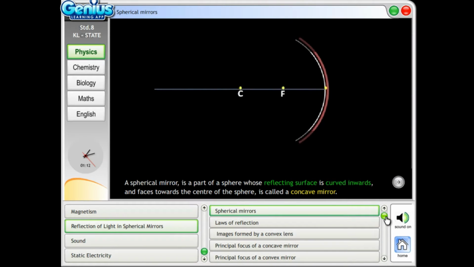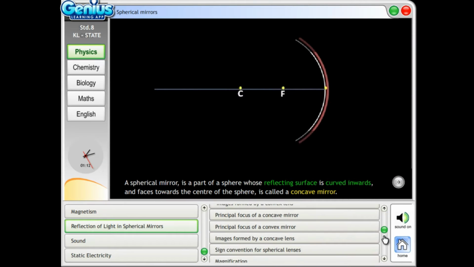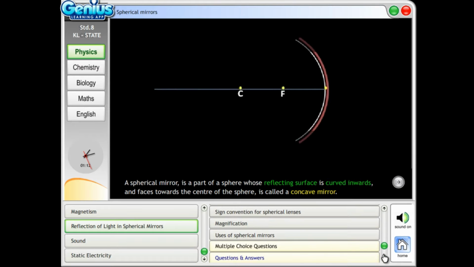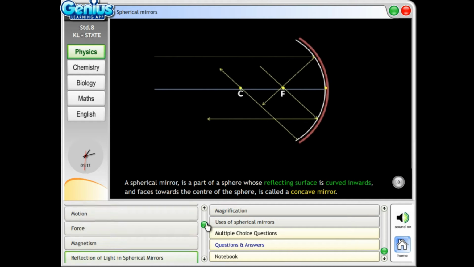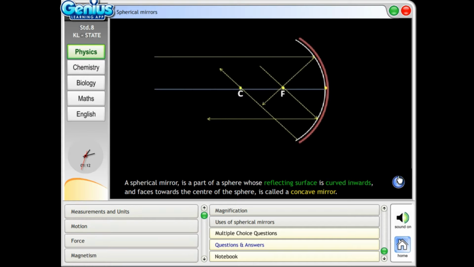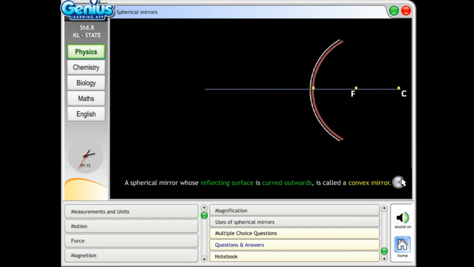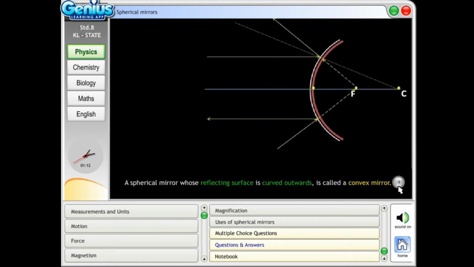Spherical mirrors. A spherical mirror is a part of a sphere. A spherical mirror whose reflecting surface is curved inwards and faces towards the center of the sphere is called a concave mirror. A spherical mirror whose reflecting surface is curved outwards is called a convex mirror.